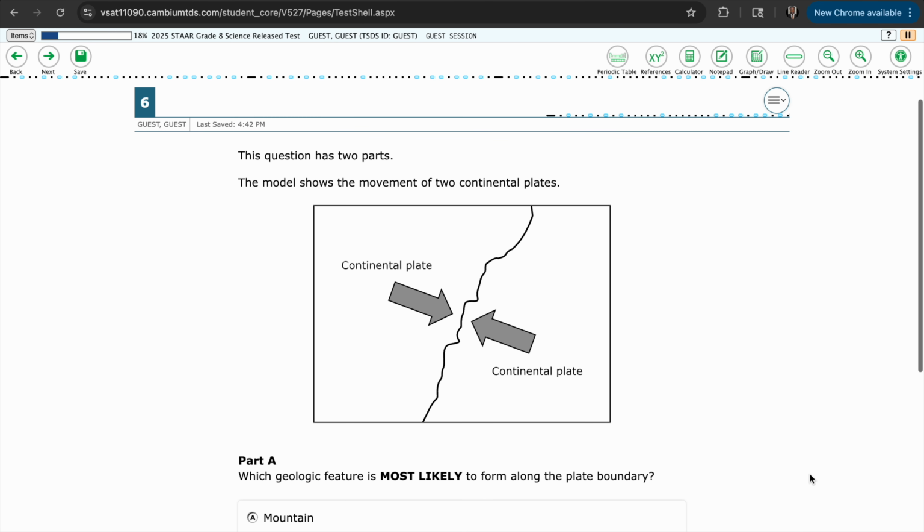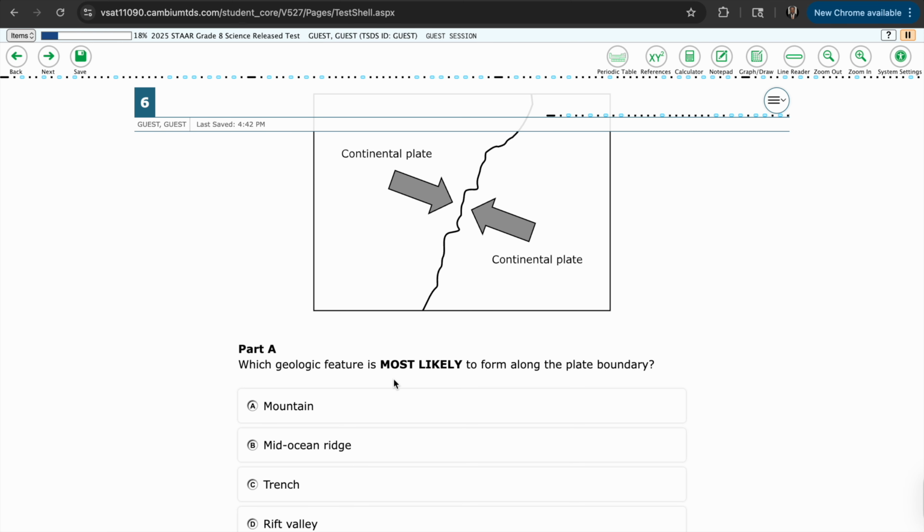Let's look at one more question. Question 6 says, this question has 2 parts. The model shows the movement of 2 continental plates. So these plates are moving together. So this would be what type of boundary? It would be a convergent boundary.